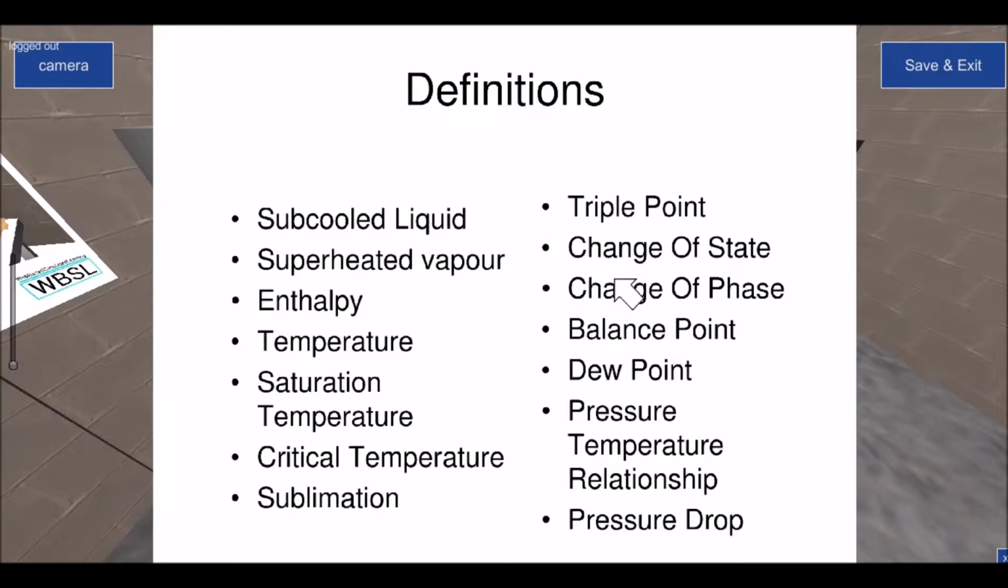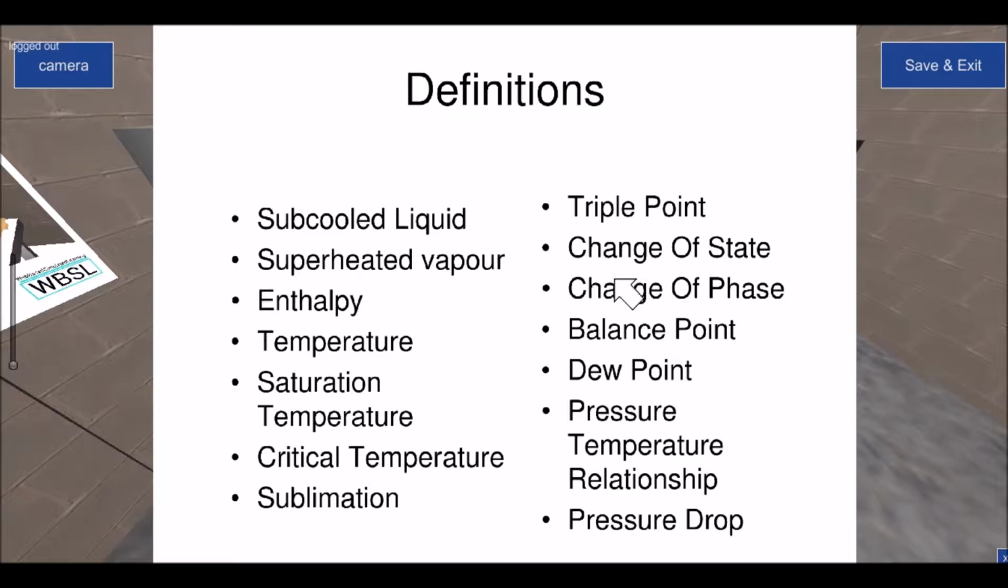Pressure temperature relationship then is about: as pressure increases, so will temperature. As temperature increases, so will pressure. As pressure decreases, so will temperature. As temperature decreases, so will pressure. And pressure drop, basically the definition for a pressure drop is that a fluid will undergo a pressure drop the longer it travels along a length of pipe, or when it meets a restriction. So they're the basic terminology or fundamentals that we just need to be aware of.